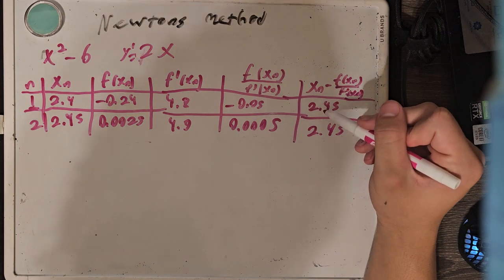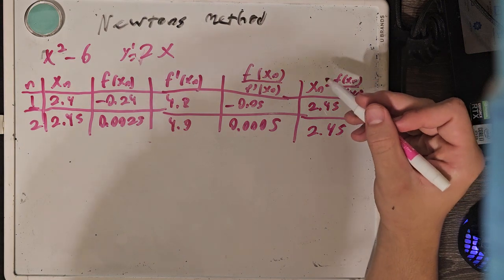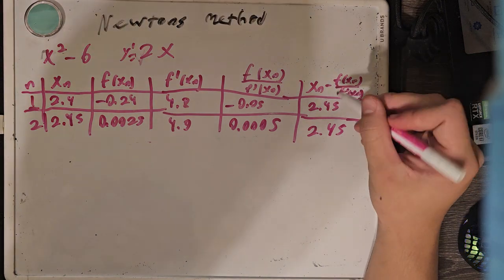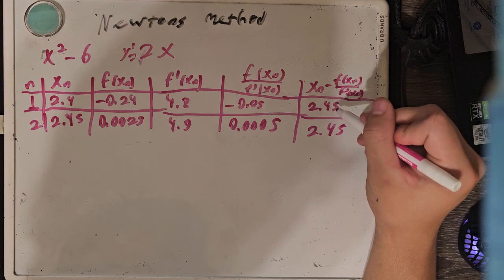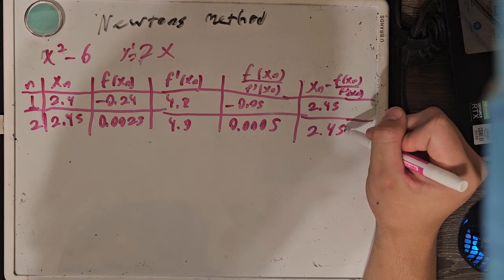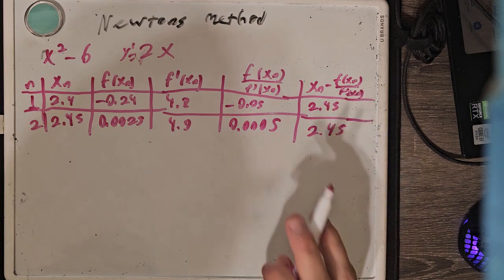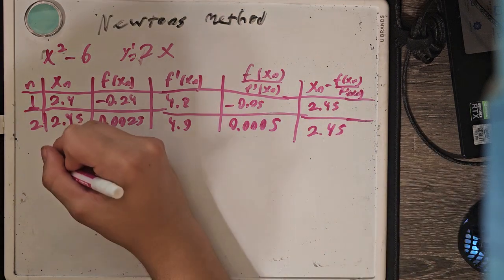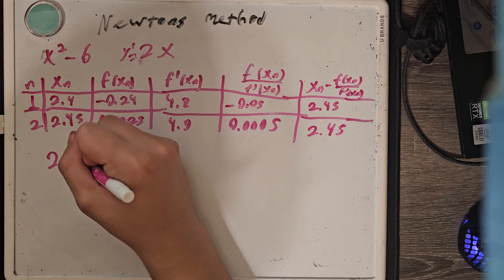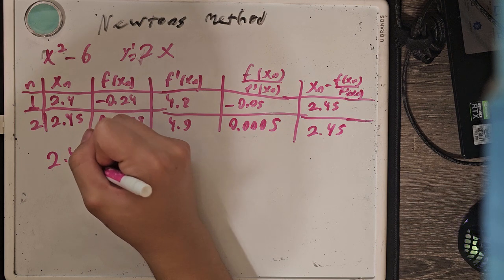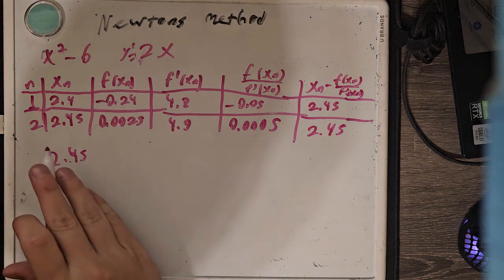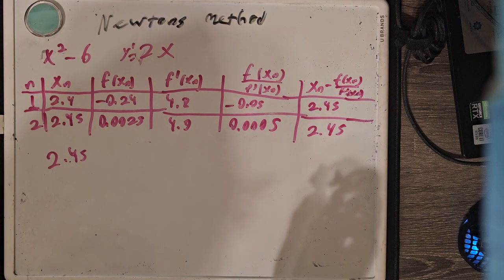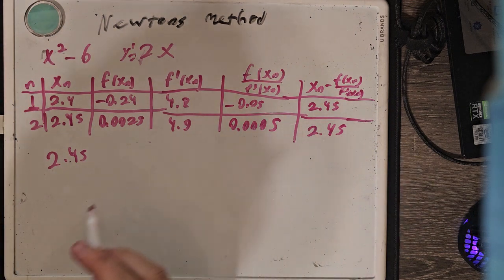Now, say you're given a certain number of decimals to round to. Once you notice that it starts to stay the same, so 2.45 and 2.45, both your answers the same, that's when you can stop and assume the 0 is around 2.45. That is how you use Newton's method to approximate the zeros of a function.